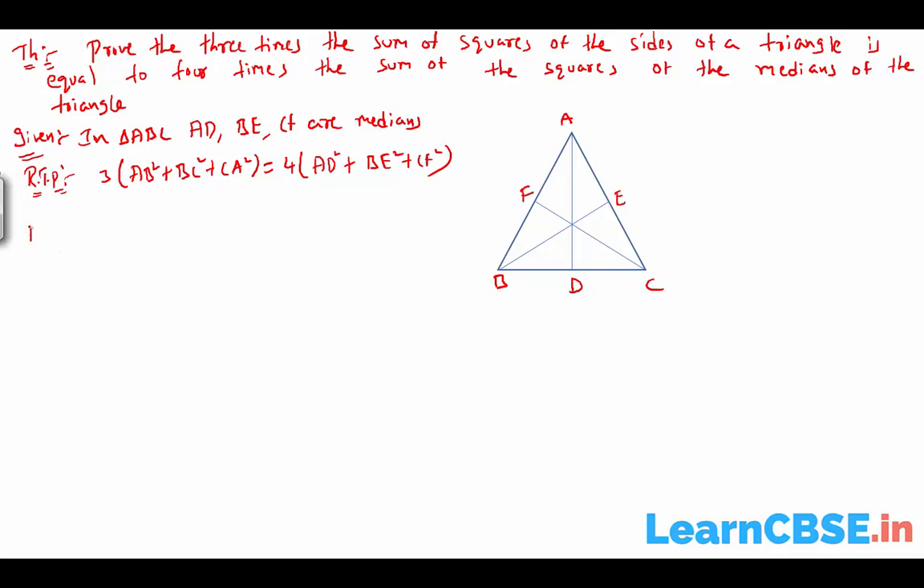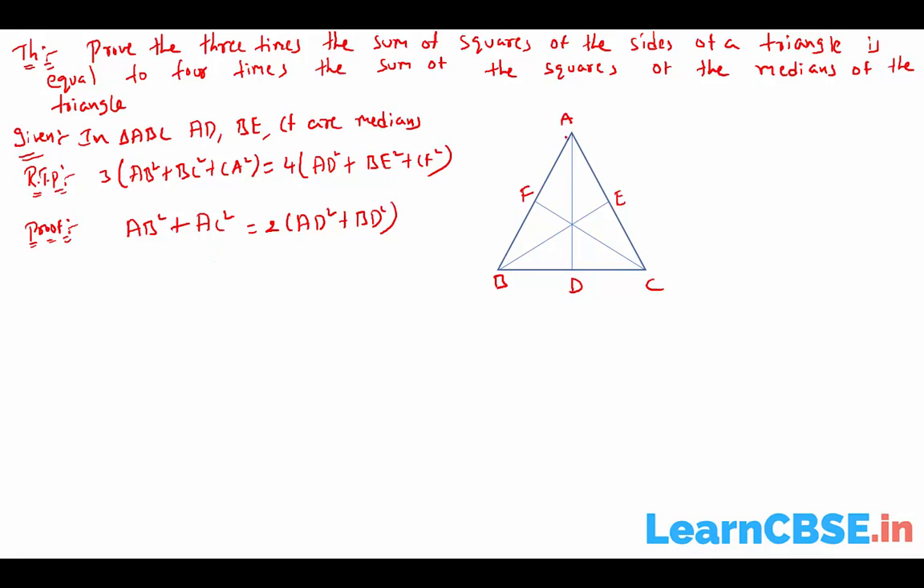Now proof. Since in a triangle the sum of the squares of two sides is equal to twice the square of half of the third side together with twice the square of the median bisecting it. That is the statement from the theorem 3, the result of the previous theorem. So AB square plus AC square equals 2 into (AD square plus BD square).